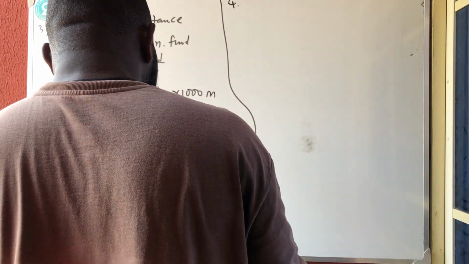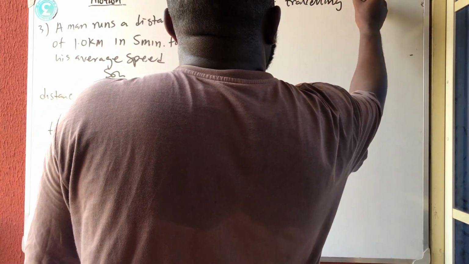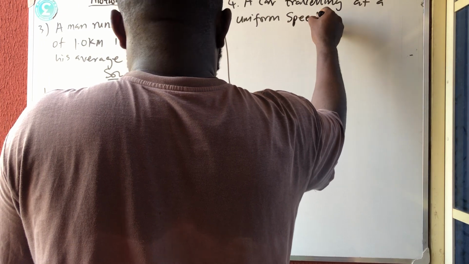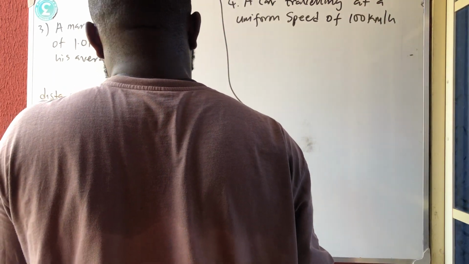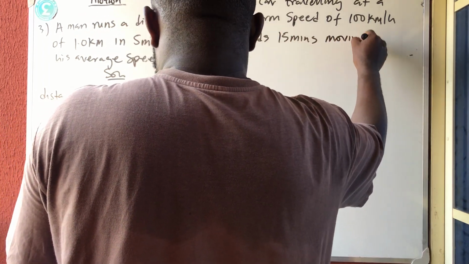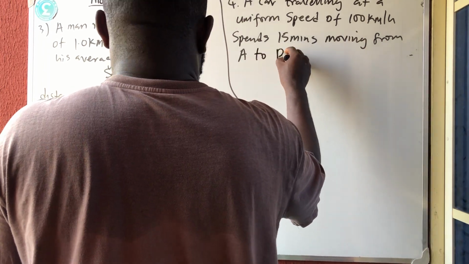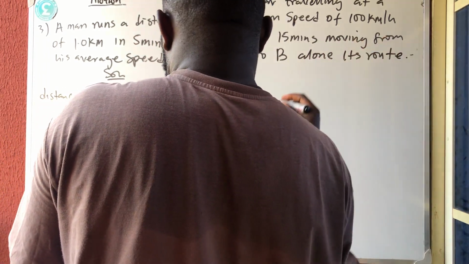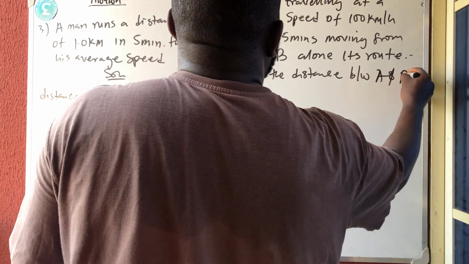Number 4 said a car traveling at a uniform speed of 100 kilometers per hour spends 15 minutes moving from A to B along its route. Then find the distance between A and B.